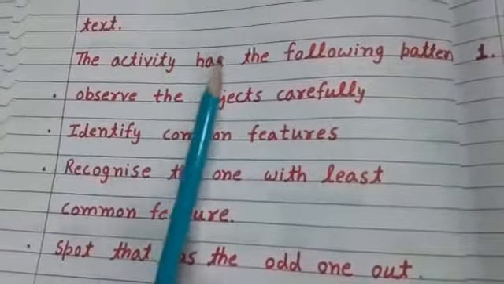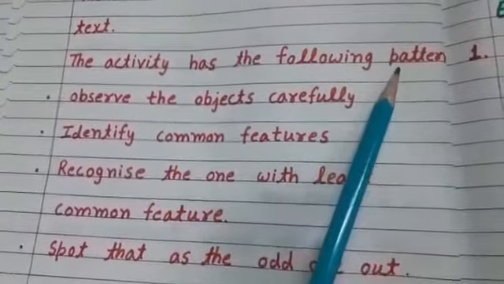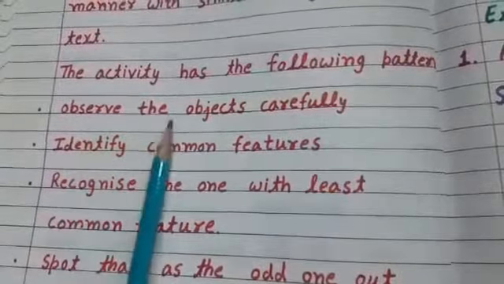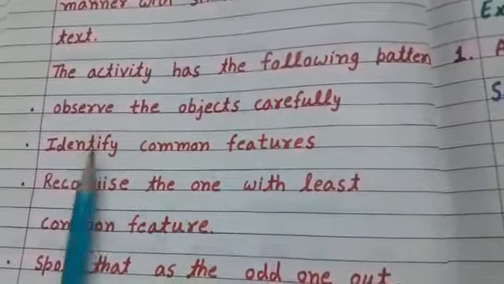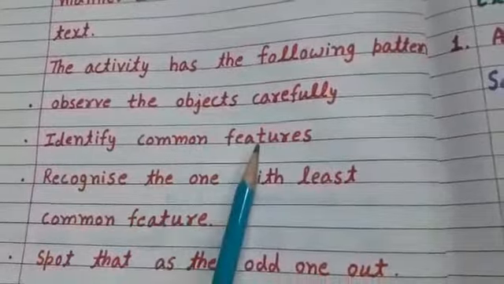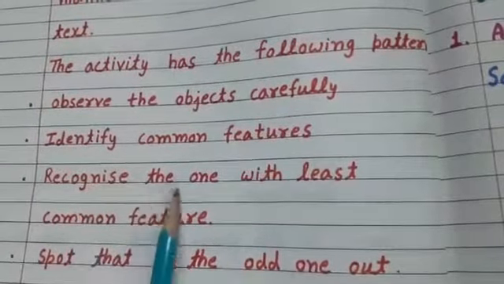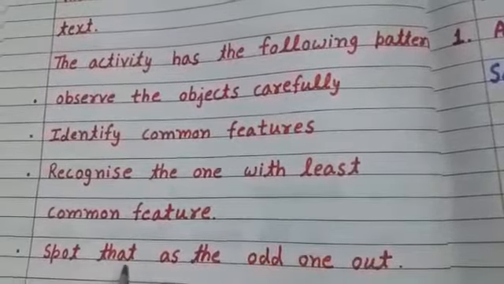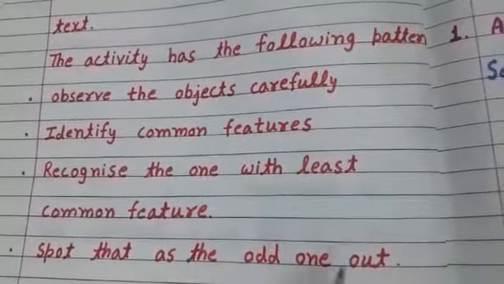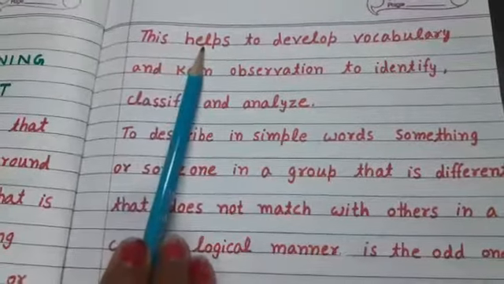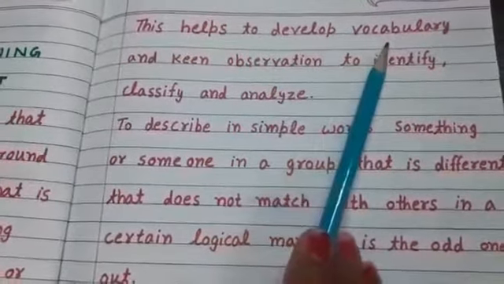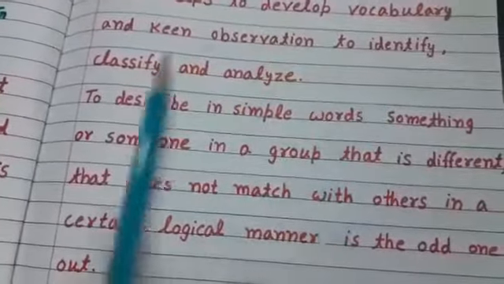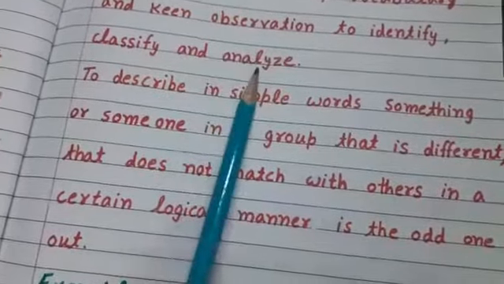The activity has the following pattern. Observe the objects carefully, identify common features, recognize the one with least common feature, spot that as the odd one out. This helps to develop vocabulary and keen observation to identify, classify, and analyze.